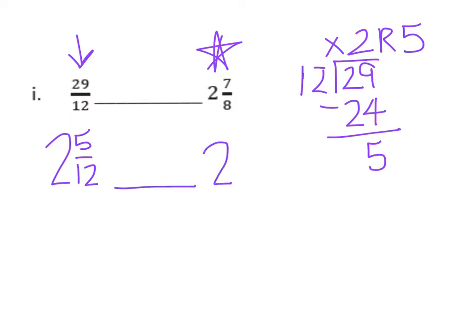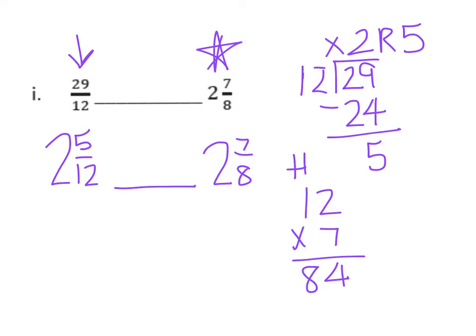So I can rewrite the problem so I have the mixed numbers to compare. Now all I need to do is cross multiply. 12 times 7 is not a common fact, so I will need to write this out and multiply the long way. So 7 times 2 is 14. Write the 4, carry the 1. 7 times 1 is 7, plus the 1 is 8. So my answer is 84.